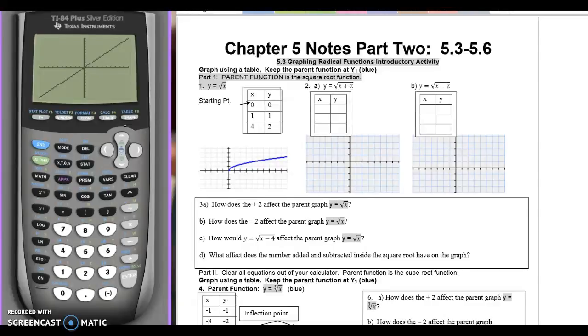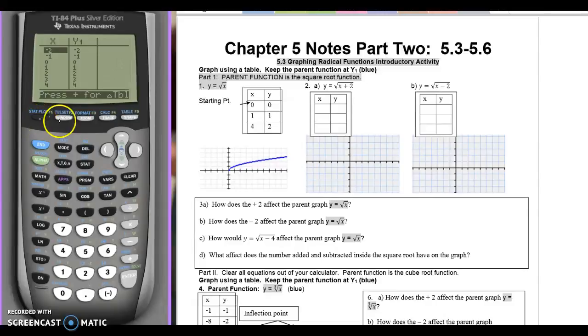Do you notice above your graph button it says table? That's another window that's going to be very helpful for us today. So to get to the table, you push second and then graph, and that takes you into the table that shows you the ordered pairs that are graphed.